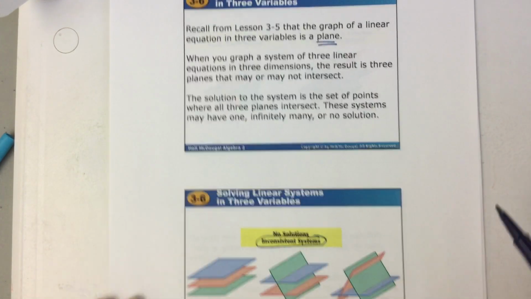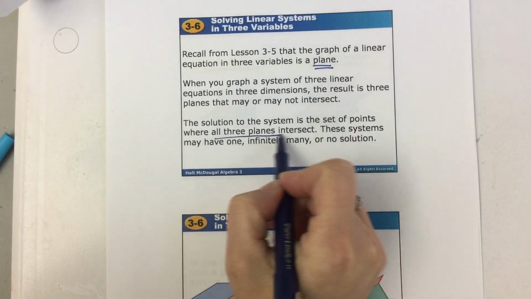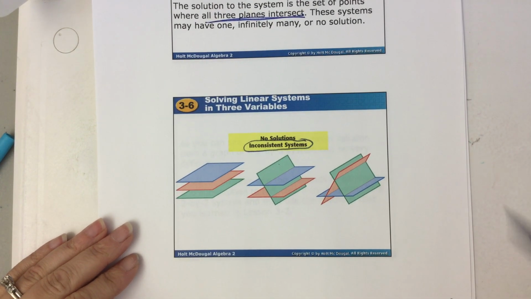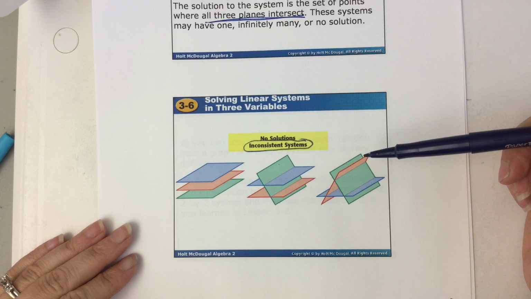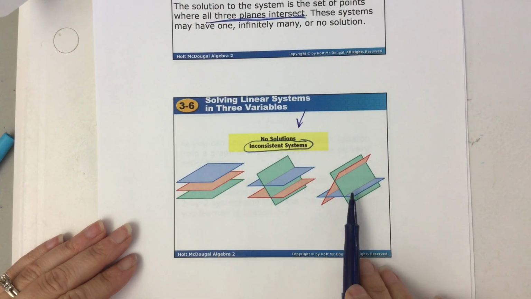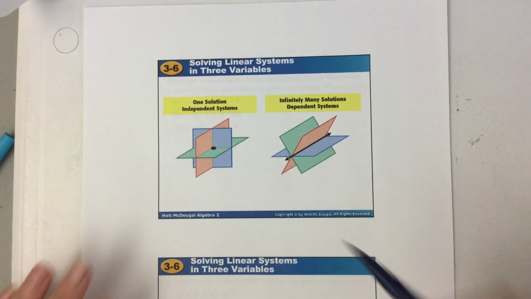Okay, so the solution to a system is the set of points where all three planes intersect. This never happens in those three examples. So it's just cool to know that when we're solving this using algebra, if we end up with no solution, what's happening graphically is one of these options. Kind of fun.